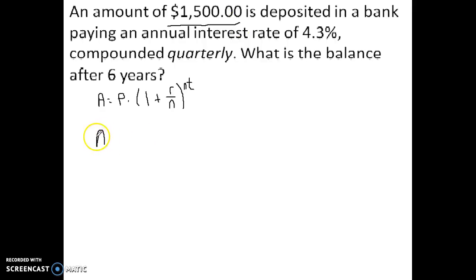My A is going to be equal to my $1,500, which represents my P. I'm going to say 1 plus. Now I need to identify where my R is in this equation. My R is my 4.3%, but that's as a percentage. I need to convert it to a decimal. So in decimal form, that's equal to 0.043. So I want to convert that to a decimal when I put it into the formula. So you get 0.043 in there.